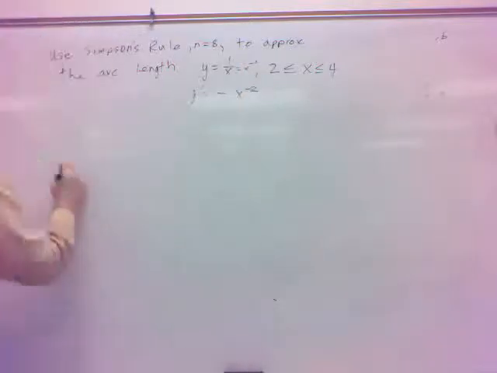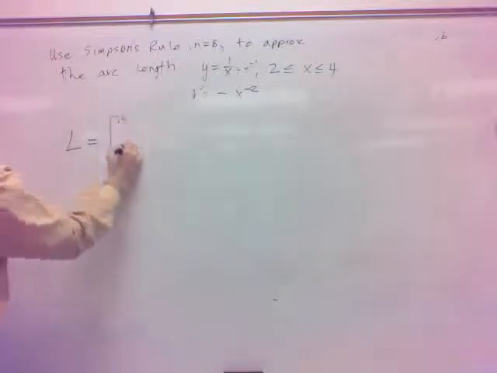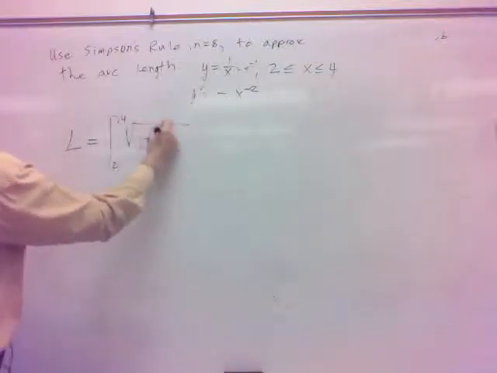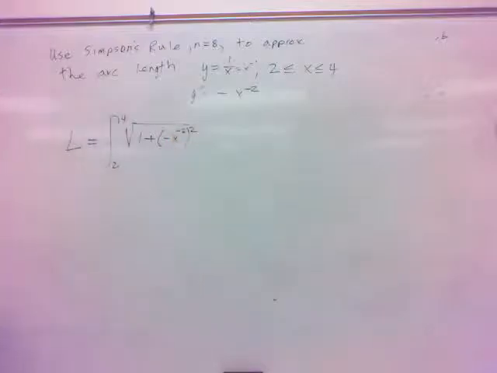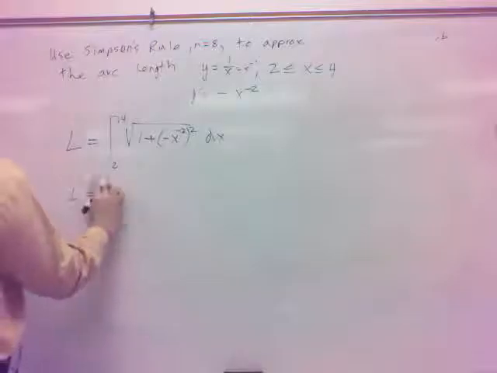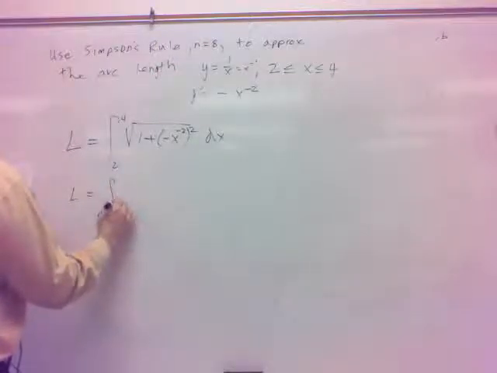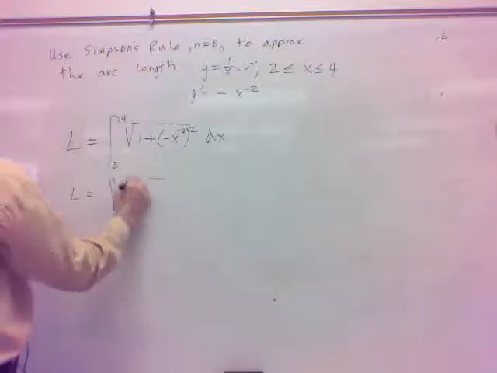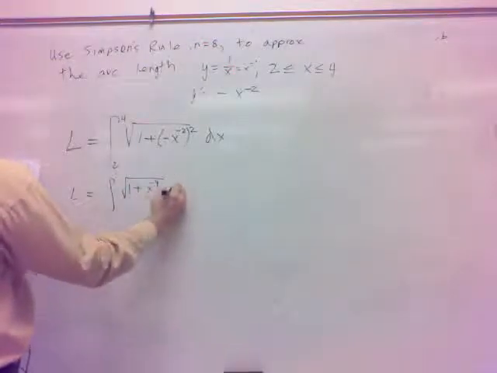Well, let's see what happens. Arc length is the integral from 2 to 4 of the square root of 1 plus the derivative squared, minus x to the -2 squared, dx. That turns into the integral of the square root of 1 plus x to the -4 dx.